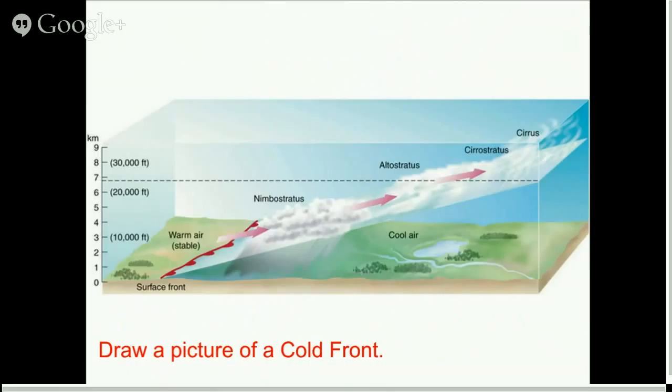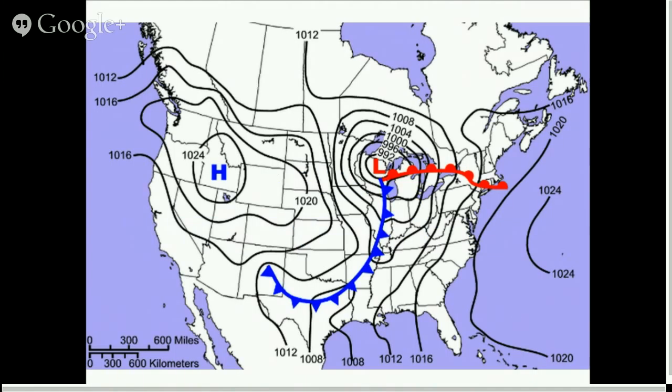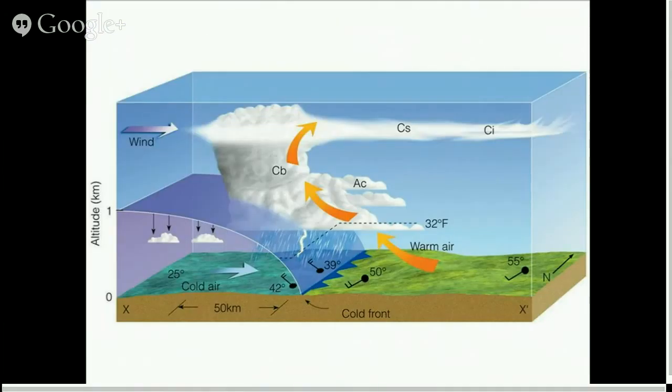Go ahead and pause it. Okay. Now let's do a cold front. This blue with the triangles, this is a cold front. So you have warm air right here, and the cold air is running into it. So the cold air is running into this warm air.